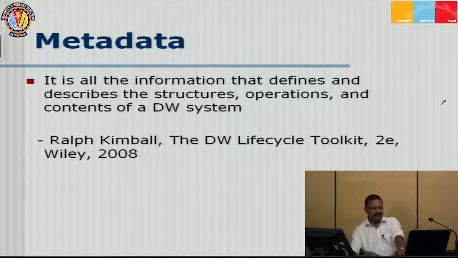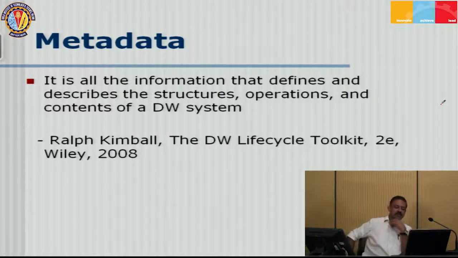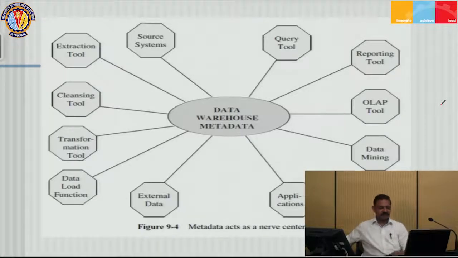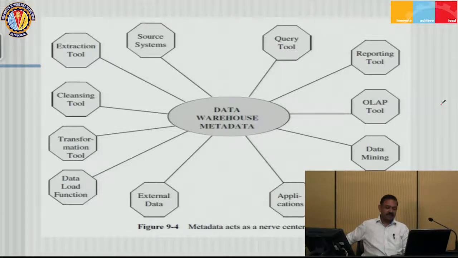This is one definition that I came across in Kimball's book, and it looks comprehensive to me. It is all the information that defines and describes the structures, operations, and contents of a data warehouse system. You can take this as the standard definition. And this figure tells you how data warehouse metadata works as a nerve center.